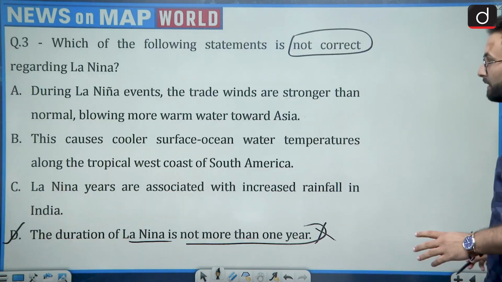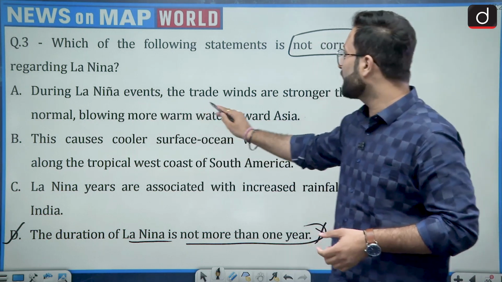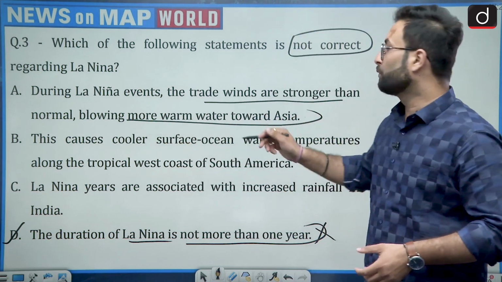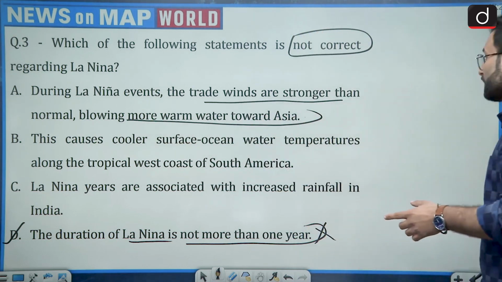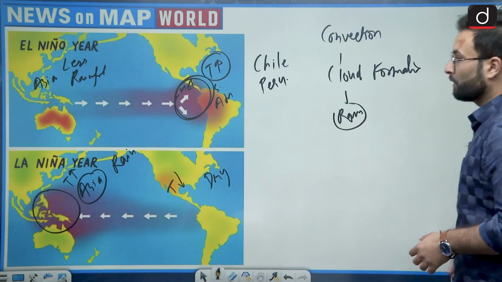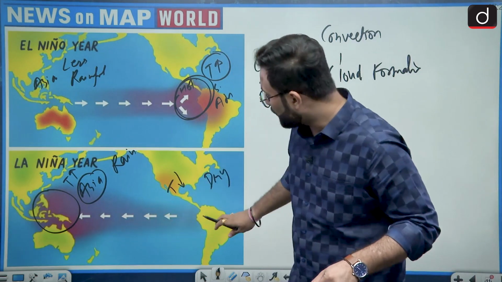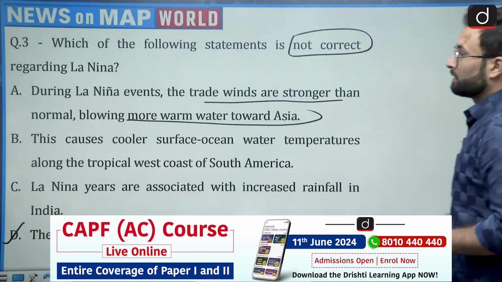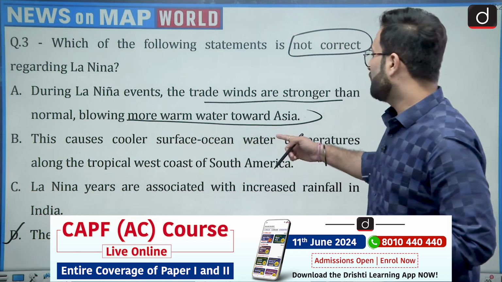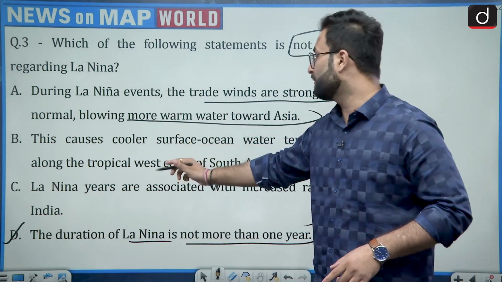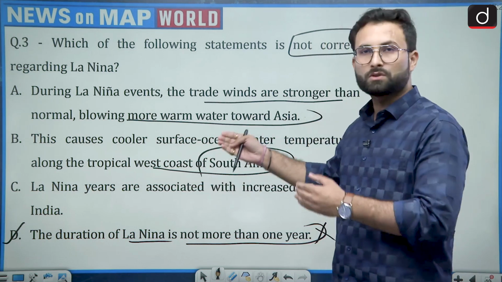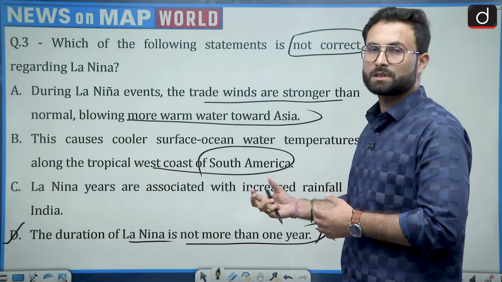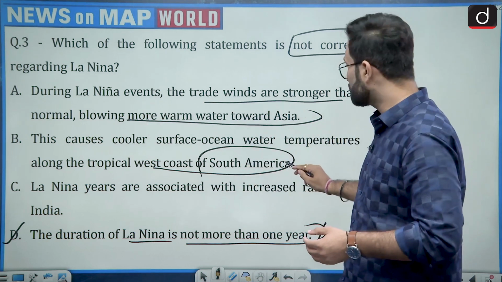Now coming back to the question. During La Nina events, the trade winds are stronger than normal, blowing more water towards Asia, which we have seen. So during La Nina, these waters are moving from the American side to the Asian side. That is correct. Second, this causes cooler surface water temperature along the tropical west coast of South America. Because this hot water is going towards Asia, we will witness a cooling effect on the South American continent and the Chile and Peru area. So this is also correct.